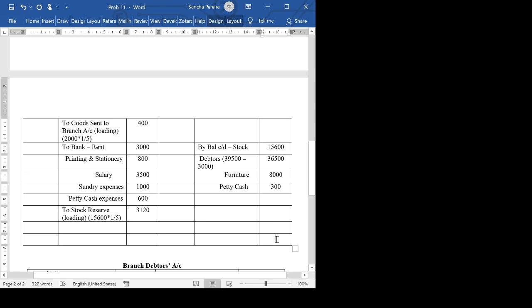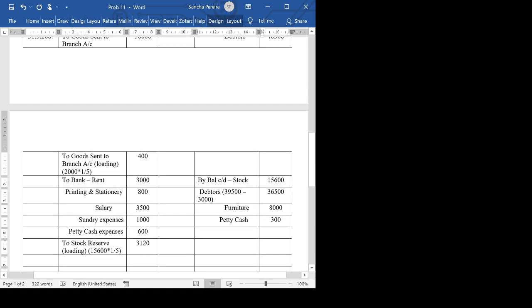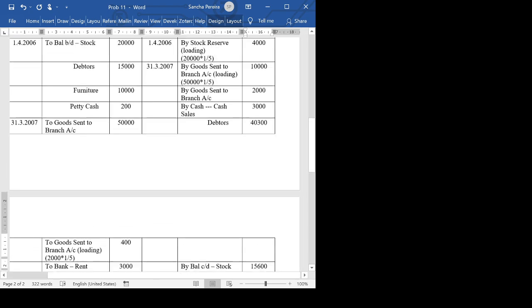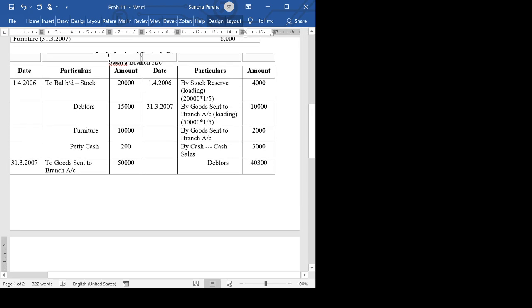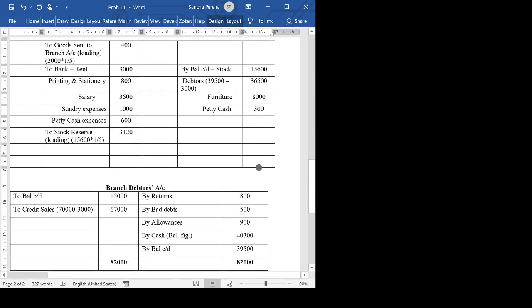So the answer is, let's just do the total. The total here comes to 1,19,700. And the profit is 12,080.